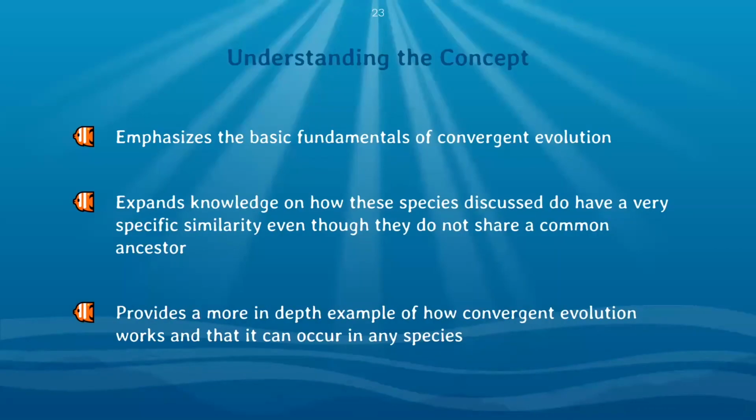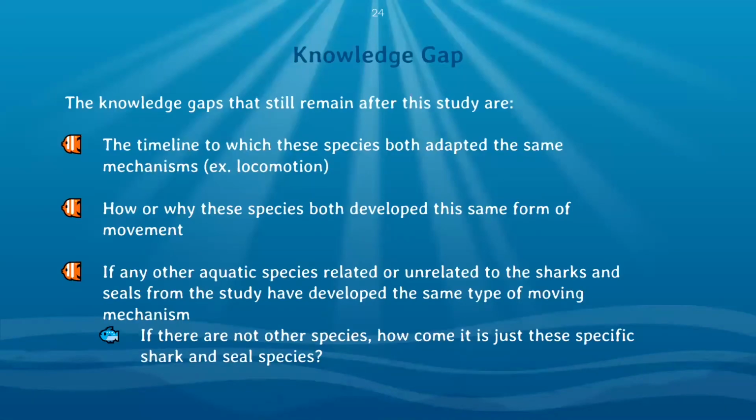This study has furthered our understanding of convergent evolution since it highlights the basic concepts, such that the authors talk about how these species both have a way of moving that may be similar, but made it clear that all of these species do not have a common ancestor, which makes it easy to understand that these species could have potentially undergone convergent evolution. Overall, this study provides a more specific example of how convergent evolution works and that it can occur in any type of species and more often than originally thought.